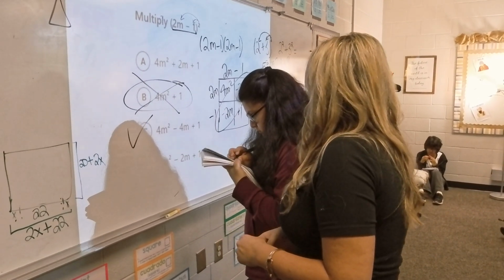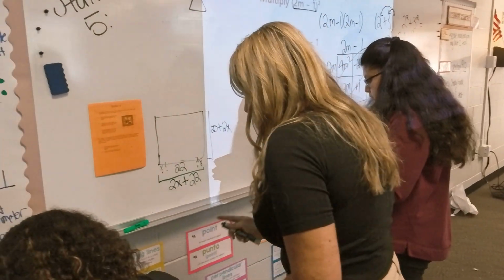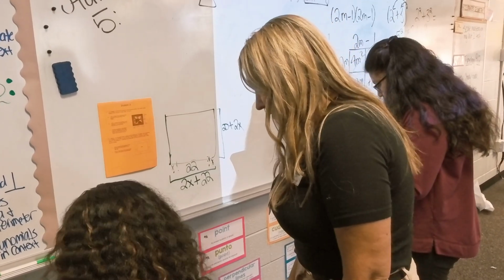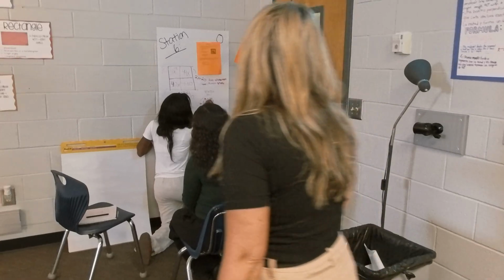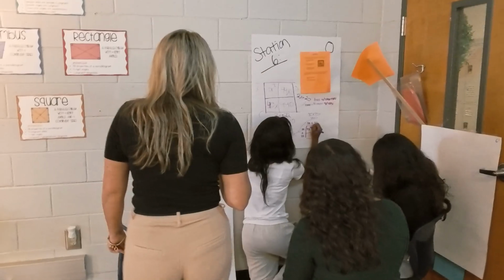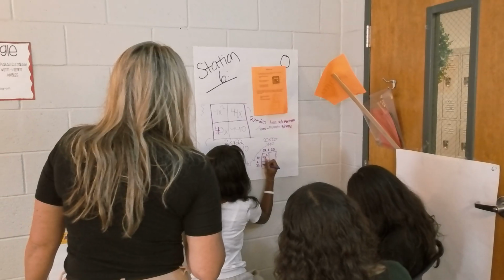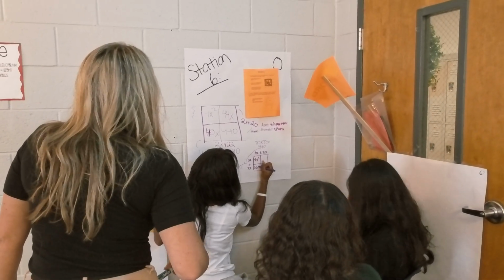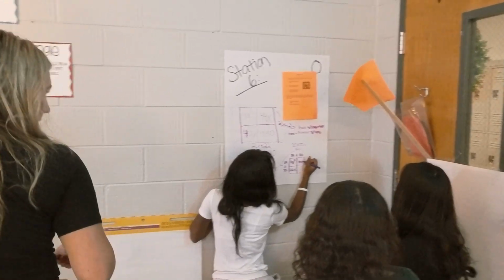And Ayana, if you want to check your work once you're done with that, go over here so you can talk to her, okay? Okay. You girls good? Yes, your area perimeter is correct. Okay.